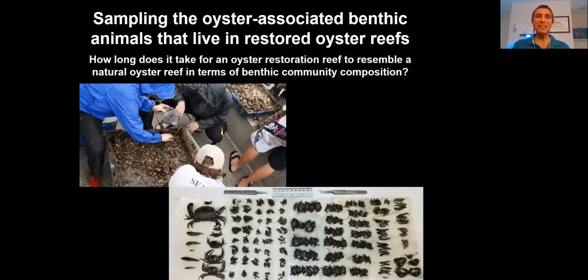And then last but not least, the work that's near and dear to my heart, looking at the animals that move in to live in a man-made oyster reef after it's built.